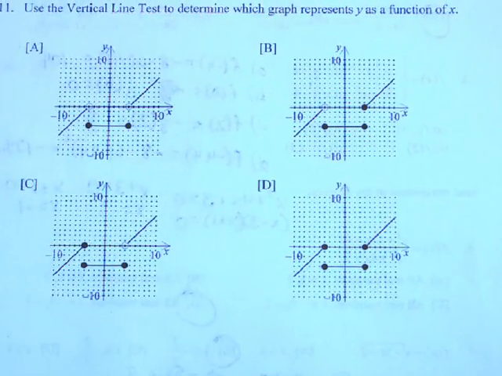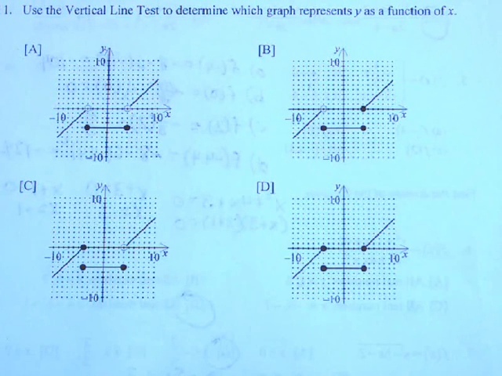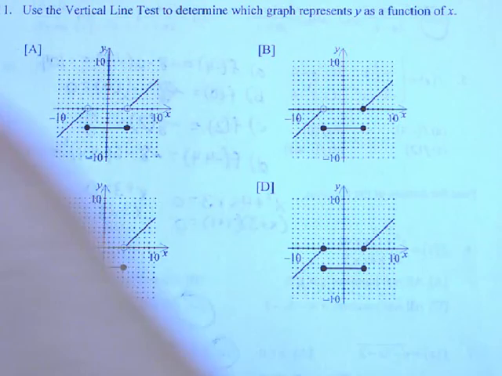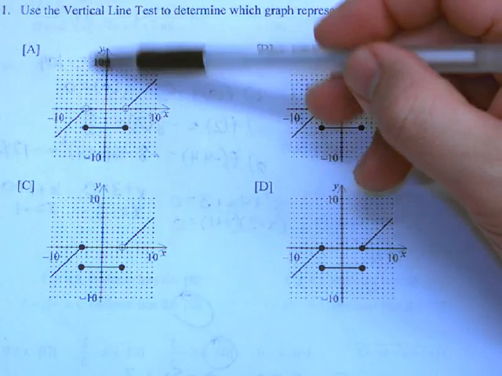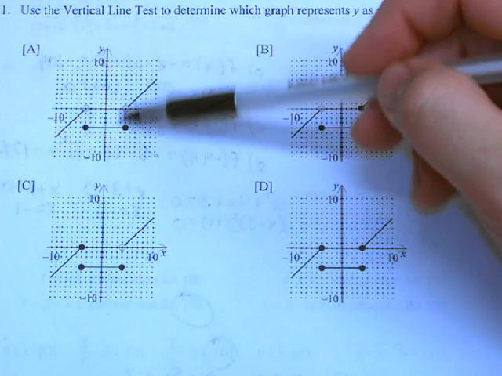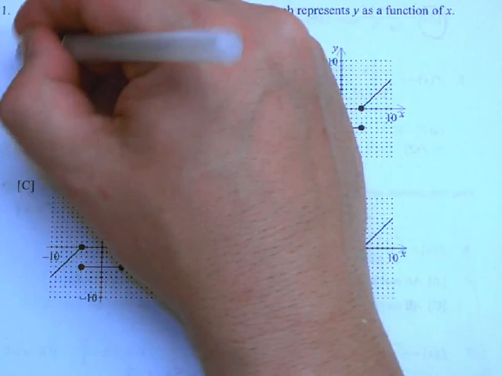Okay, number 11. Use the vertical line test to determine which graph represents y as a function of x. So recall, to pass the vertical line test, we can't have any vertical lines that pass through more than one point of the graph. So looking at A, no matter where we draw a vertical line, it passes through at most one point. So we know A is the answer.